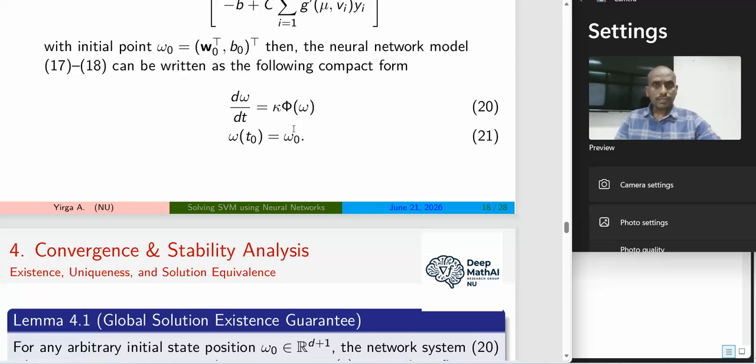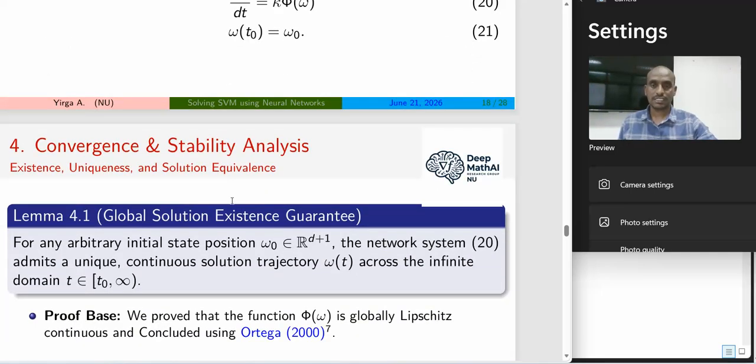Okay. Now we transform the optimization problem into a dynamical system. If we are solving the optimization problem in terms of a dynamical system, we have to have some relation between the two problems. Otherwise, we start with an optimization problem, then transform it into a dynamical system. If there is no relation between the two problems, it will not be convenient, or it will be nonsense. So what we should do is, one, we have to prove the existence. This is under the convergence and stability analysis.